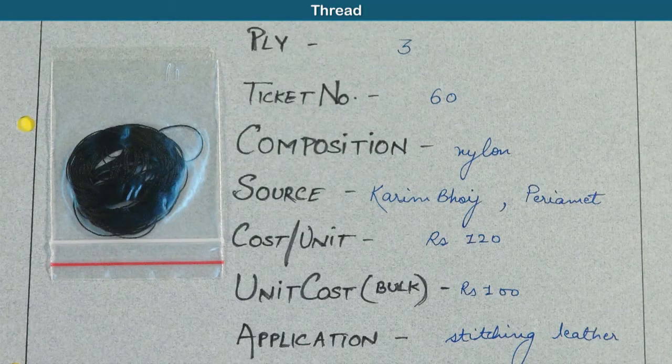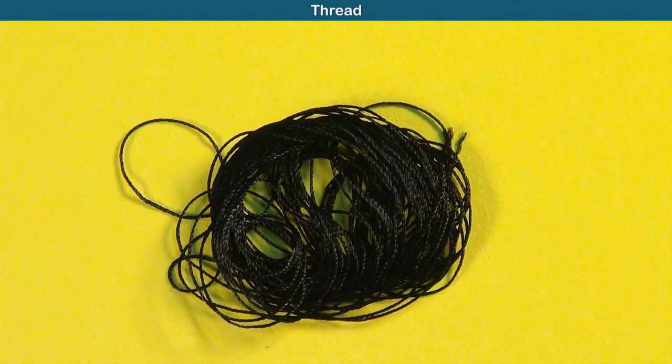This thread, the content of the thread is nylon, and it is 3-ply and the ticket number of this thread is 60. And mostly this nylon thread is used in stitching of leathers.